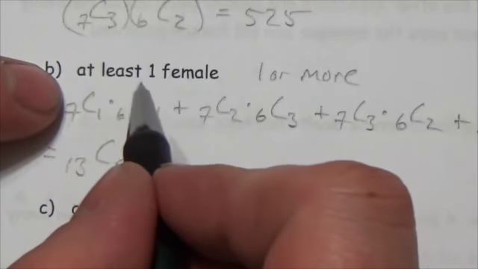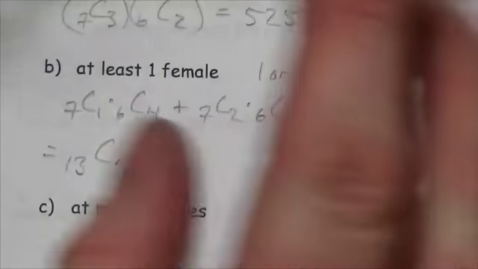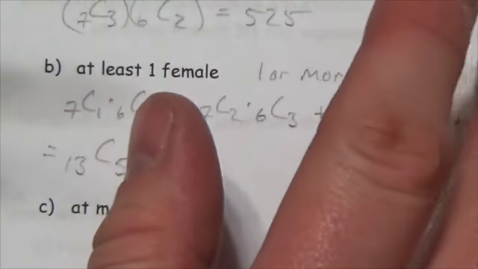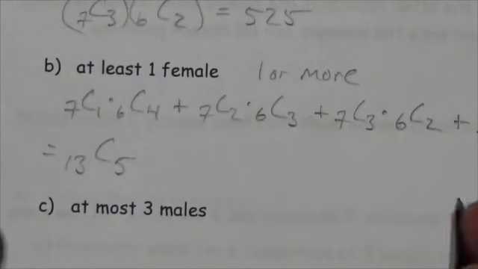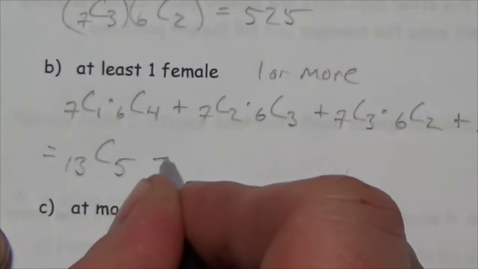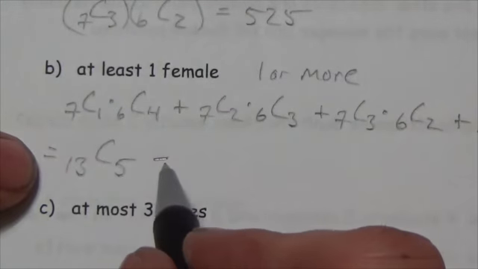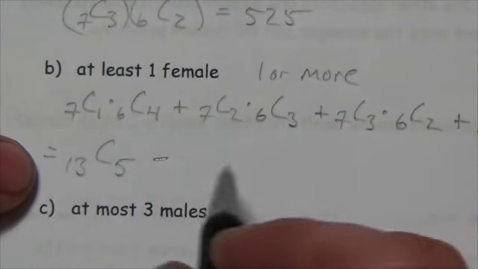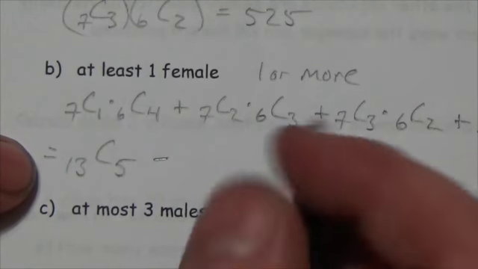But what's the exact opposite of at least 1 female? Well, think about that. At least 1 female means I could have 1 female, 2, 3, 4, 5. So the exact opposite would be, well, none of them. No females in the committee. So that's what I do. 13 choose 5, and then I'm going to subtract from all of the possible committees the ones that I don't want. The ones I don't want are all the committees that don't have females on them.